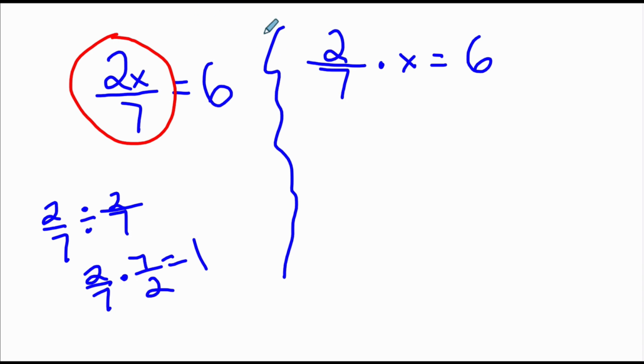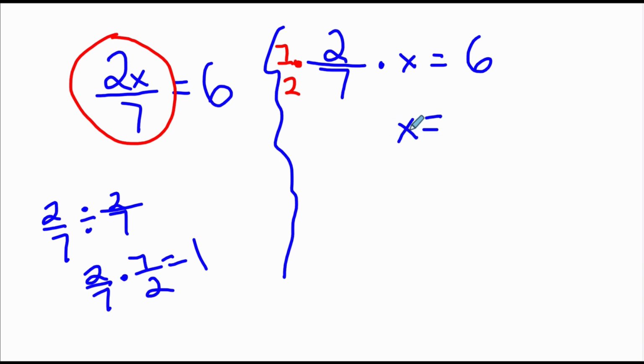So I would write times 7 over 2. Now let's think about what that's going to do here. 7 over 2 times 2 over 7 equals 14 over 14, or 1. So what does that leave over here? That leaves 1x, or just x, which is exactly what I want.